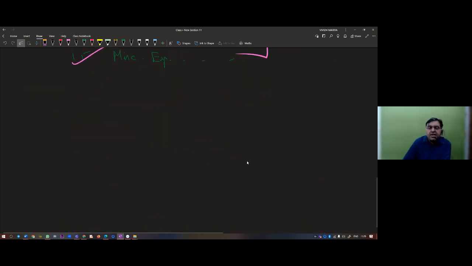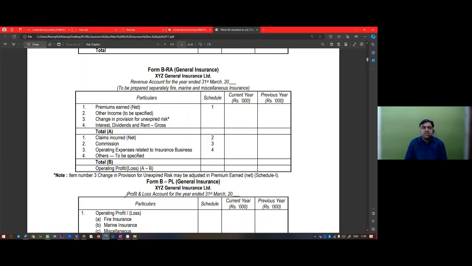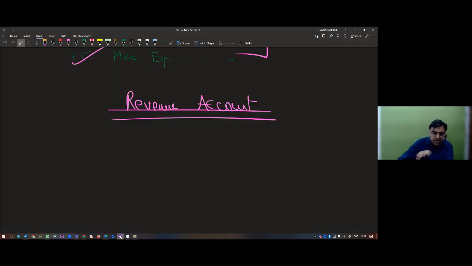Yes, the revenue account pro forma is different for general insurance. So in the revenue account, 1 is premiums. 2 is claims. 3rd is commission. 4th is operating expenses. So 1, 2, 3, 4 are premiums, claims, commission.